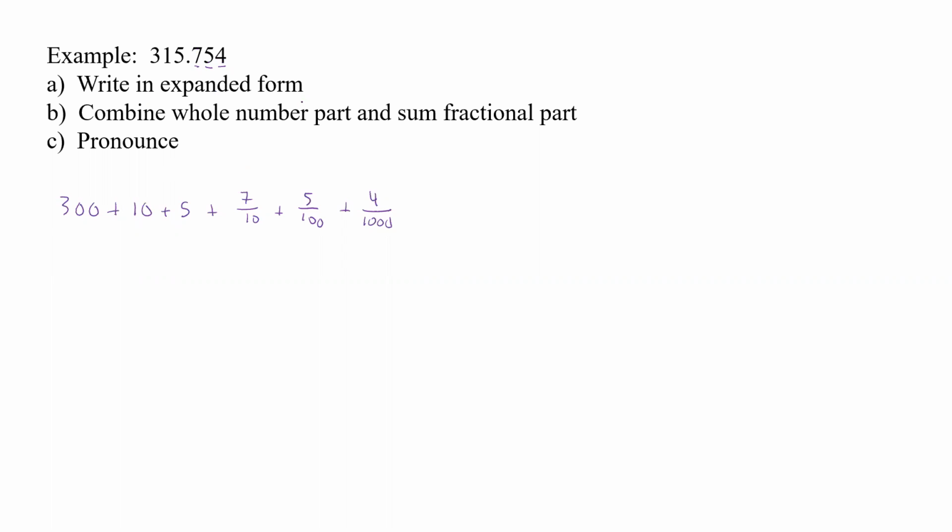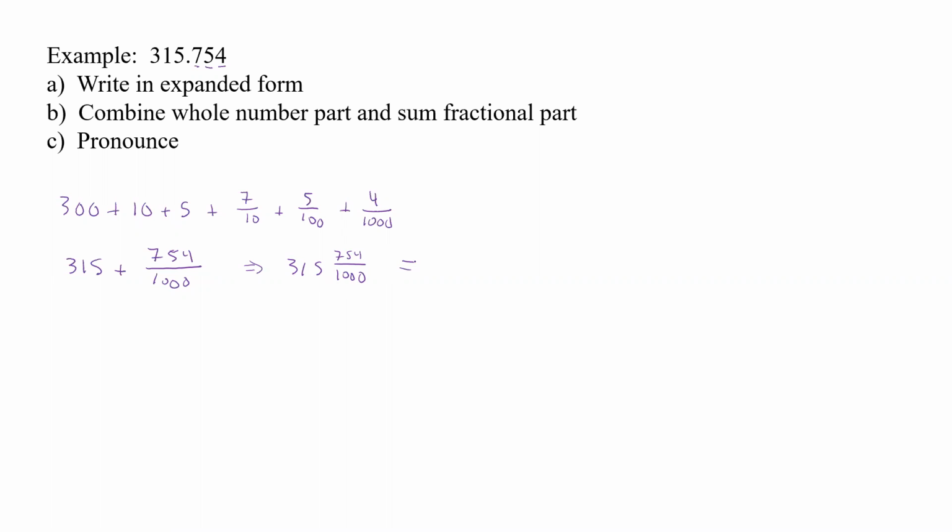So now we want to combine the parts into a sum fraction, and what we're going to have is 315, and now we have 754 over 1,000. Now, if we make that a mixed fraction, then all we have is 315 and 754 over 1,000. So that would be 315 and 754 thousandths.